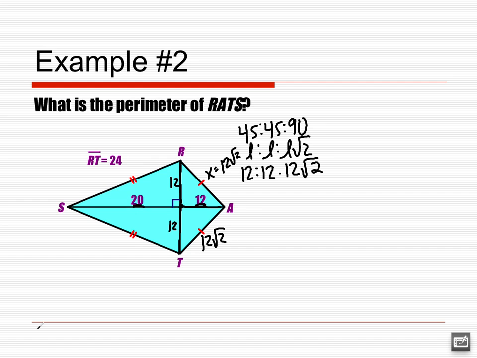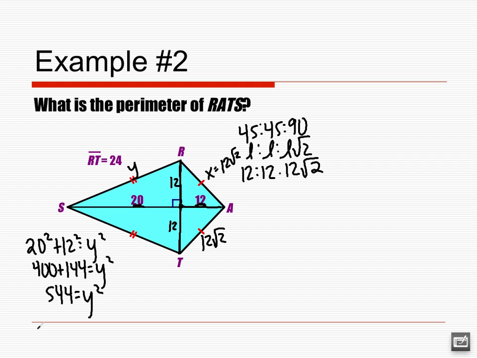If you did not notice that right away, that's okay. If you do Pythagorean theorem, you're still going to get 12 root 2. Now I need to know this side here. There's no trick here. We have to do the Pythagorean theorem. So I have 20 squared add 12 squared is equal to y squared. 20 squared is 400. 12 squared is 144. So I end up with 544 is equal to y squared.